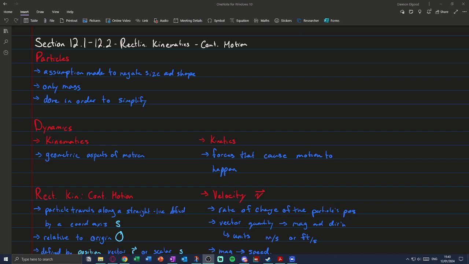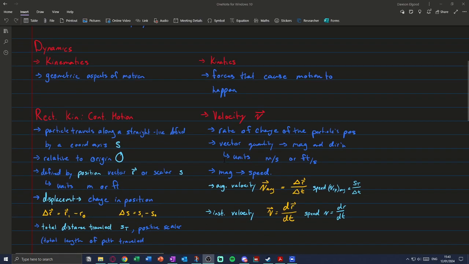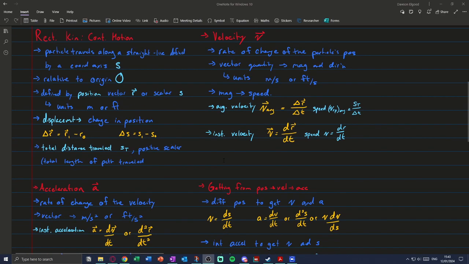So when looking at dynamics, this is the overview that I was talking about. It breaks off into kinematics, which is the geometric aspect of motion, where you travel and the path you travel, and kinetics, which focuses on the forces that cause motion to happen. So let's get right into rectilinear continuous motion. This is going to be a very, very basic overview. It's pretty much a high school overview.